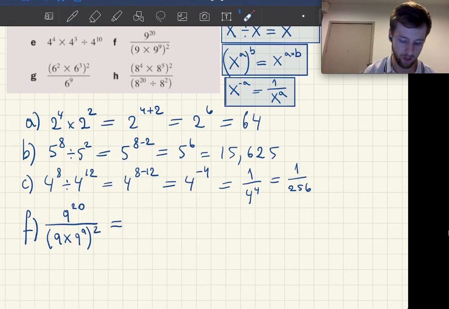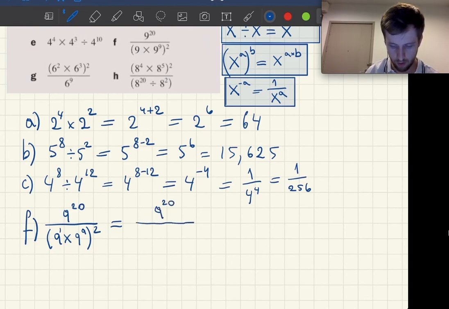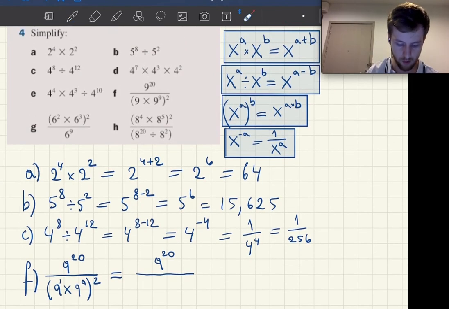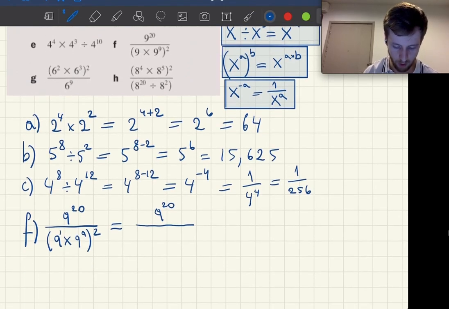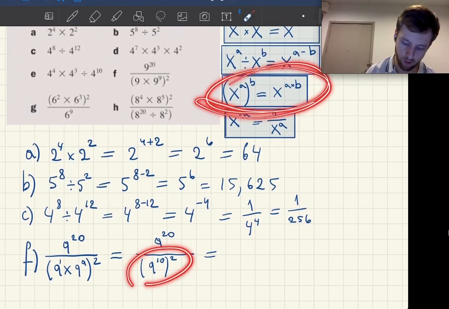Okay, so this is interesting. 9 times 9 to the power of 9. So 9 by itself is already 9 to the power of 1. You have to think about this. And let's write it. So 9 to the 20, and this should remind you of the first property of powers. And so what we get is 9 to the power of 10 and then to the power of 2. And this should remind you of the third property which I wrote here, right?